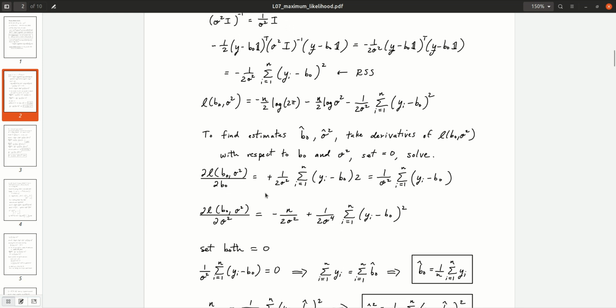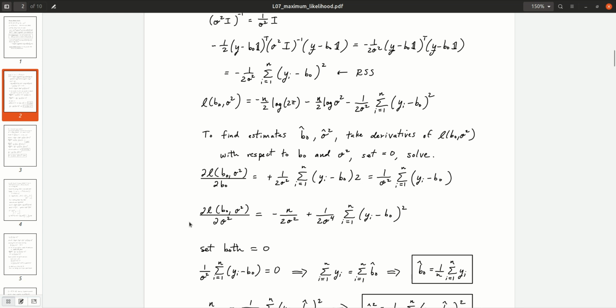So if we take derivatives with respect to b0, that term goes away, this term goes away, and we're left with this term. We get a minus and a minus, so we'll get plus, the 2 comes out and cancels with that 2. Here I've written it out. And then you get yi minus b0. So if you put everything together, you have 1 over sigma squared times the sum from i equals 1 to n of yi minus b0. So that's the first partial derivative with respect to b0.